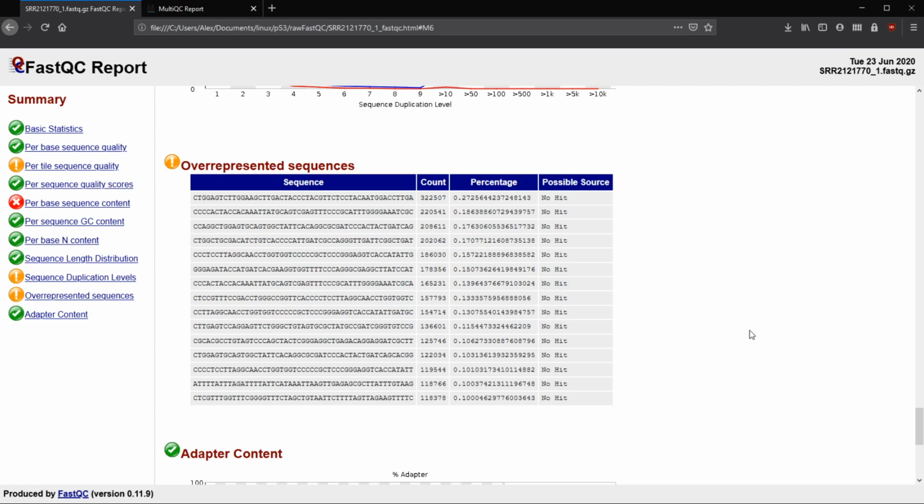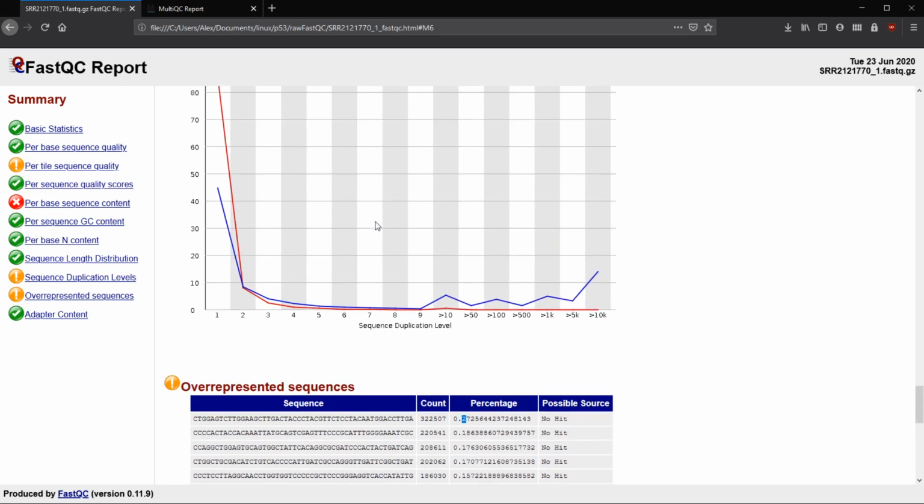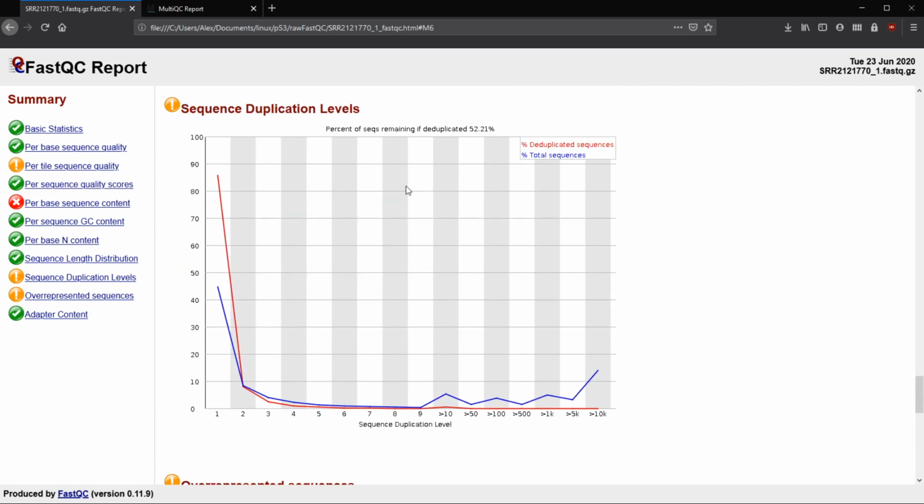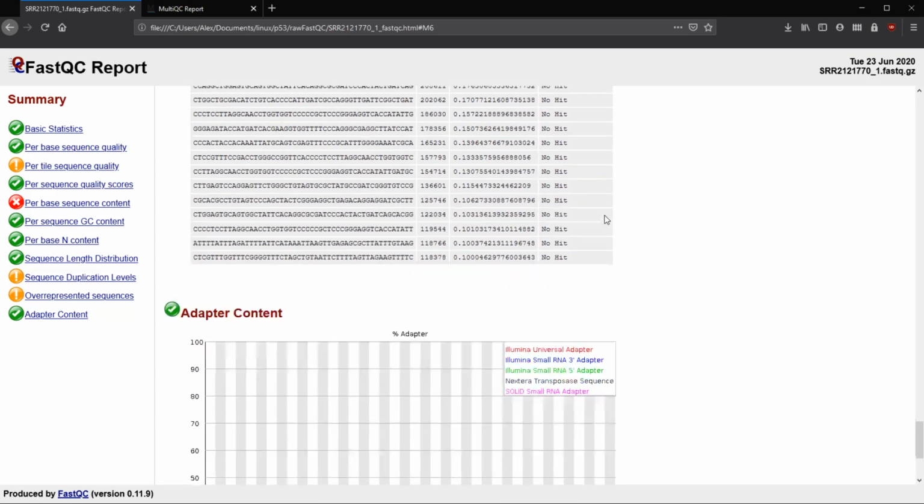A warning is going to happen if we have sequences that are showing up 0.1% of the time, or 1 out of every 1,000. Or this is going to fail if we have sequences showing up more than 1% of the time. So if this one happened to be 1.27%, then our overrepresented sequences would fail, as well as our sequence duplication levels. So that's something to keep in mind.